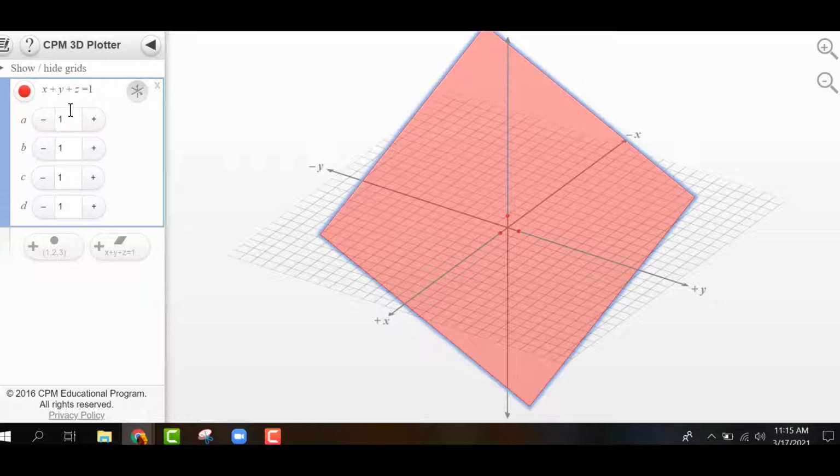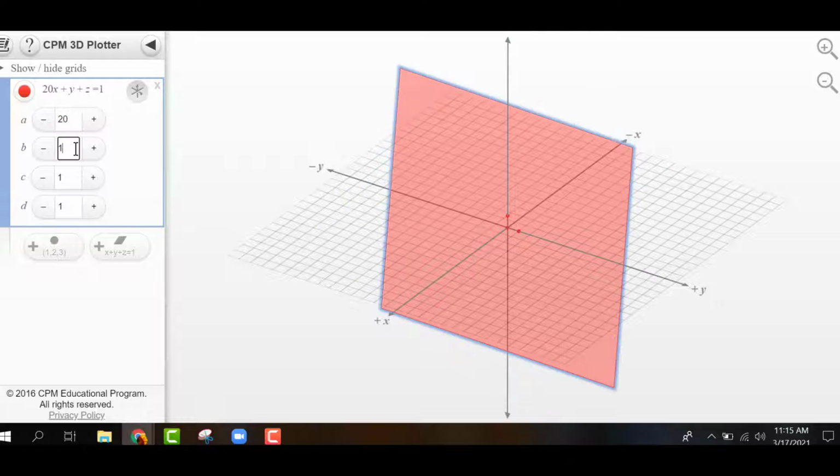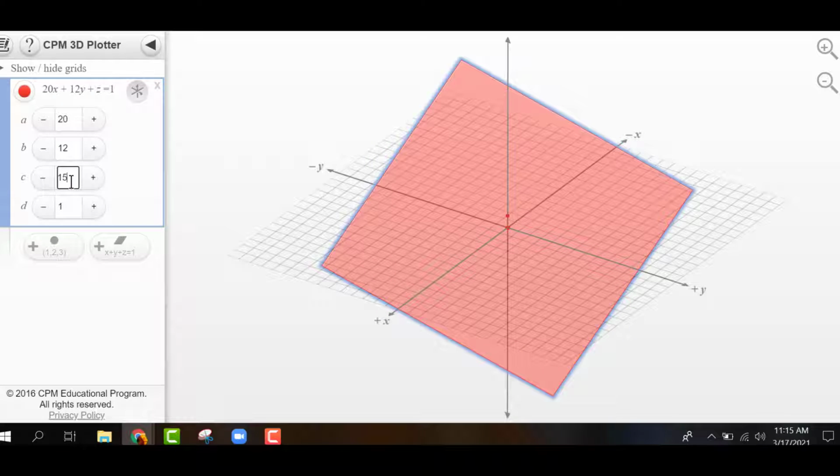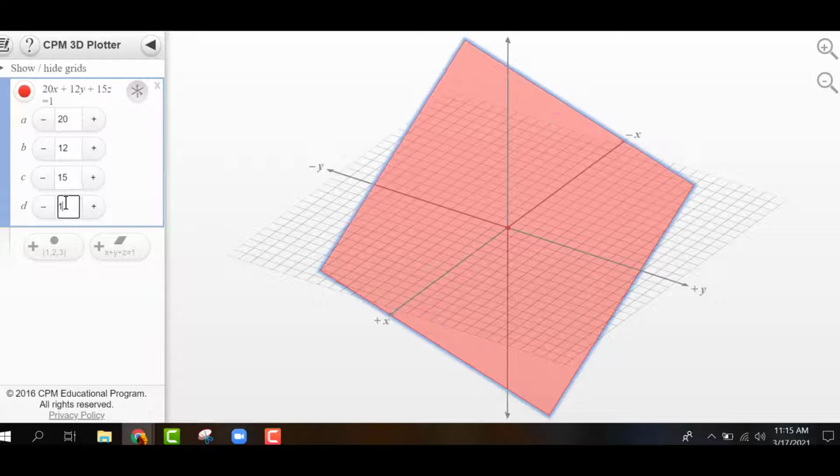So to help you guys out, because that's no longer on your screen, in front of the x, our a coefficient was 20. Our b was 12. Our c was 15. And d, what it equals, was 60. Okay. And everybody's got that in there, right?